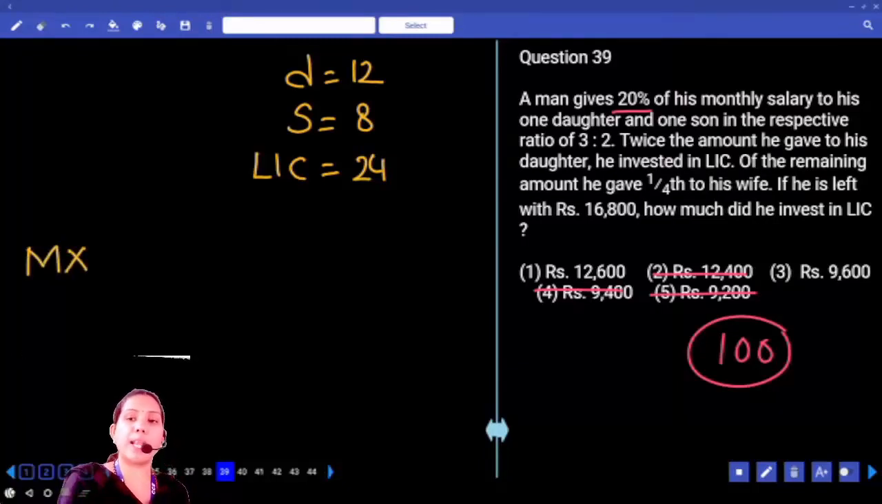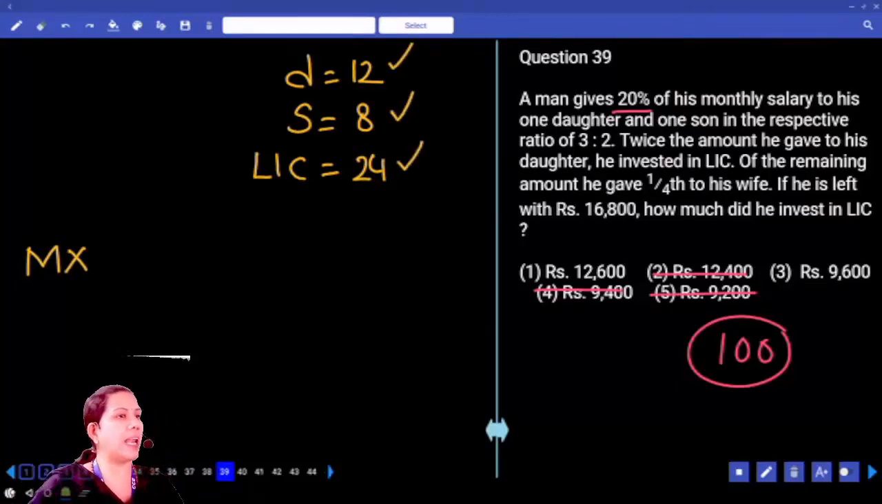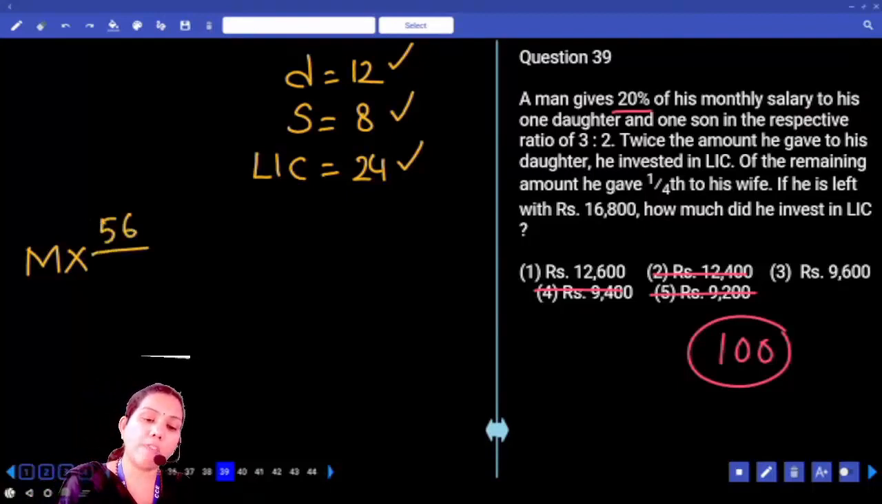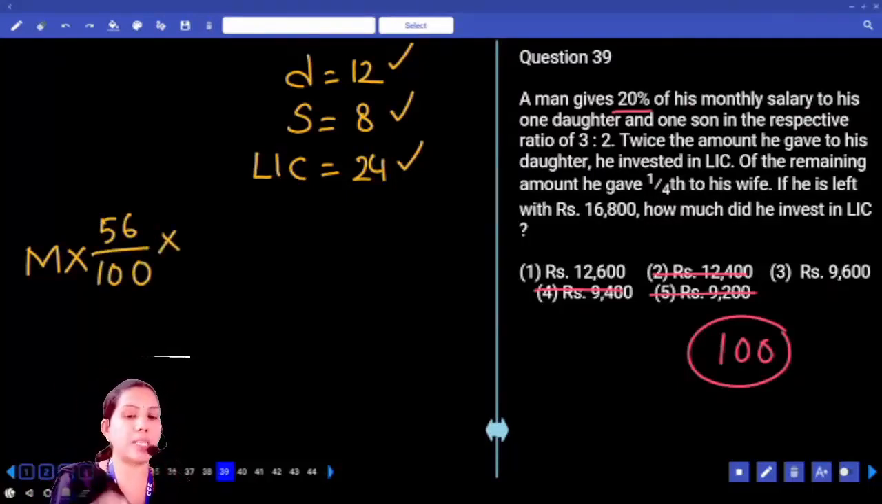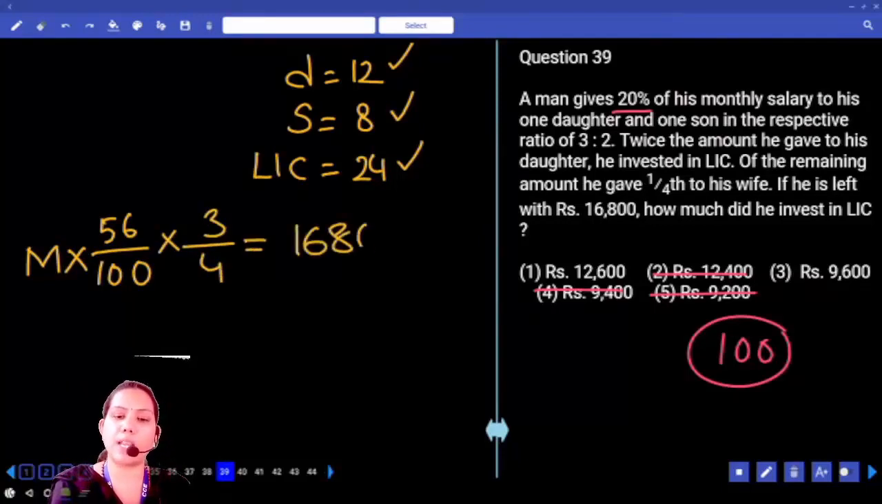He spent 12% for the daughter, he gave 8% to the son, and 24% was invested in LIC. How much percentage was spent already? 44 spent. What is remaining? 56. Out of 56%, he gave 1/4 to his wife. Then what is remaining? 3/4. That remaining amount is equal to 16,800.